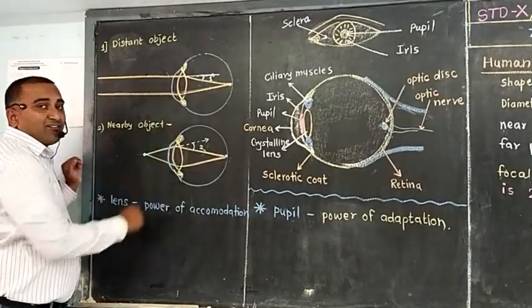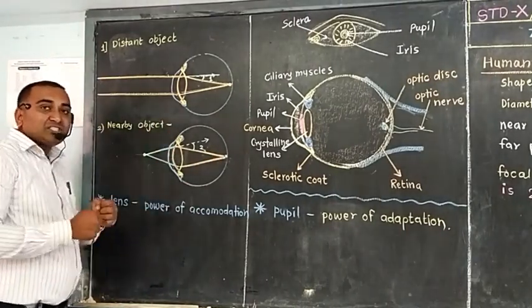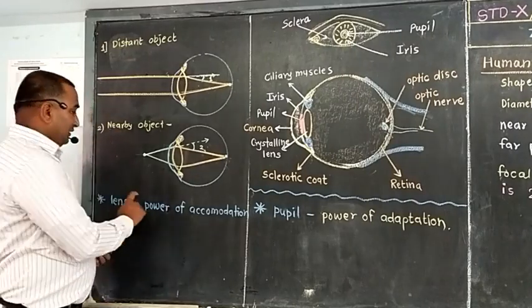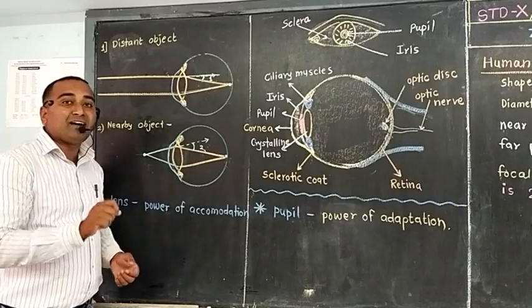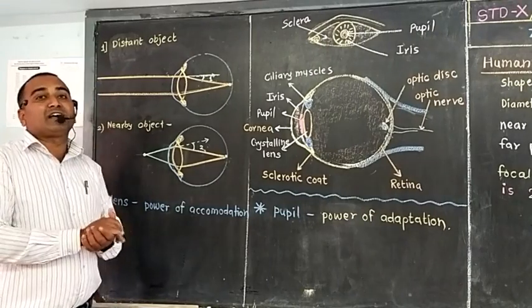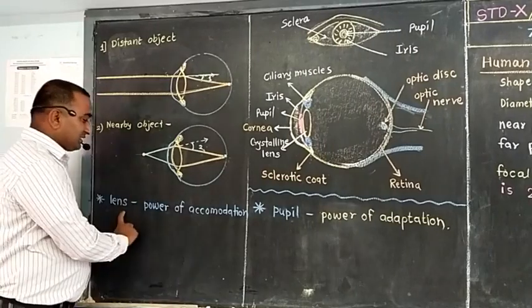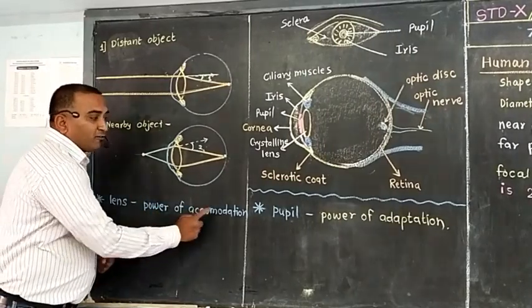So this lens has the power of changing the diameter or changing the focal length, and since the lens has the power of changing the focal length as per necessity, this power of the lens is called the power of accommodation.